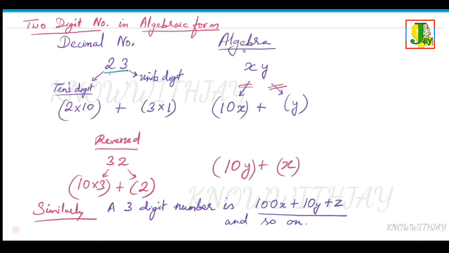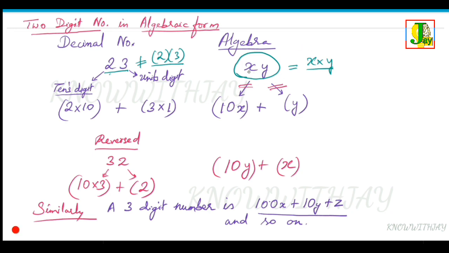But in algebra, we cannot write like this, x and y side by side. It means x into y and not a number xy. It doesn't mean 2 into 3, it means 23. If we want to write 2 into 3, then we have to put a bracket like this, or put a symbol in between 2 and 3. It means 2 into 3, but this is not equal to 23. But here xy is equal to x into y.